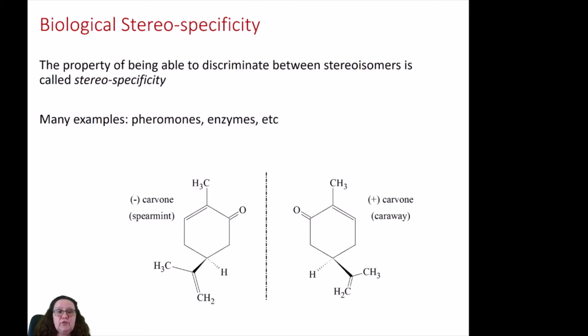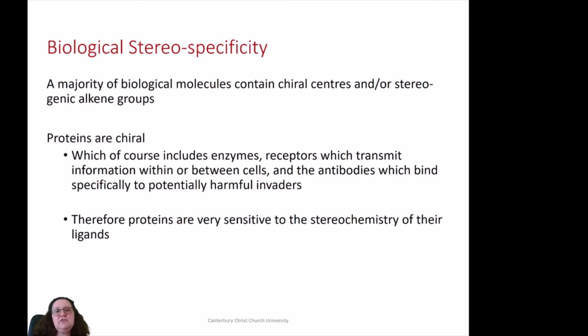You've got here, for example, two compounds that are enantiomers, a carbon plus and minus carbon, in which the chiral carbon is this one here, and they taste different. So that's just an example of how a molecule with one chiral carbon is already detected differently by biological systems. There are many examples of stereospecificity in biological systems.